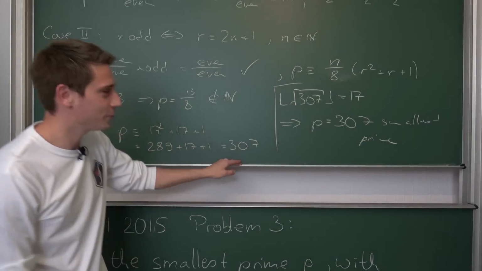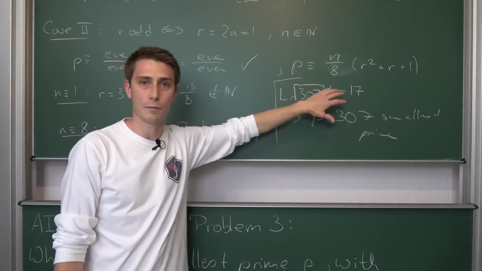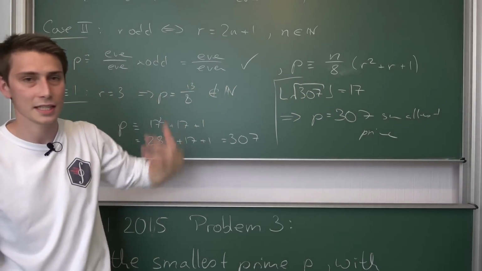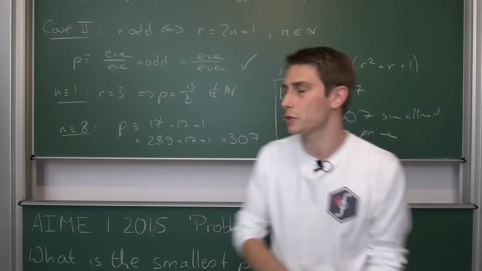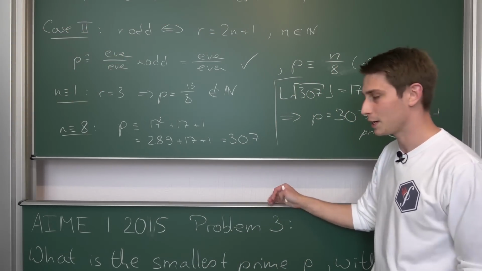I hope you could follow everything I did here. So I just went in my head through all the prime factors that could be less or equal to 17, and none of those divided 307, and this is why it's a prime number, and it's also the smallest one here.